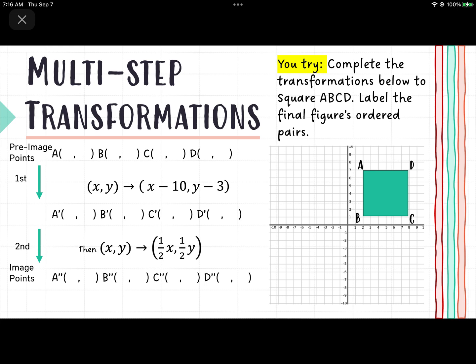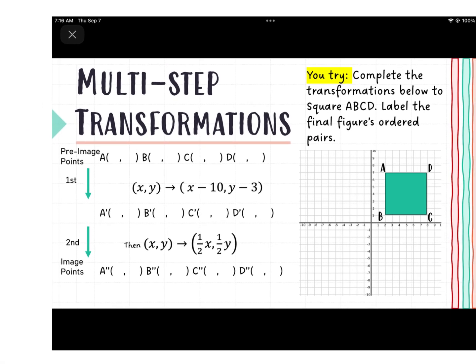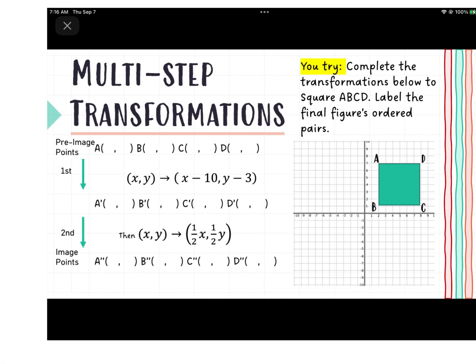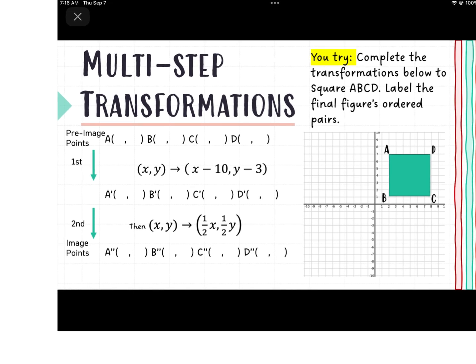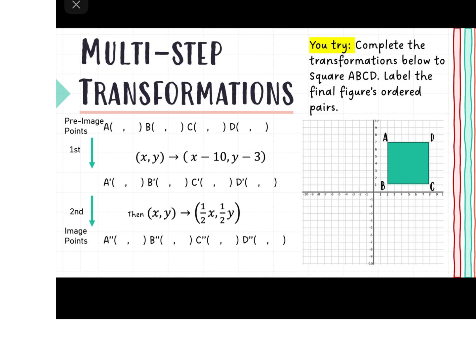Next. Last one. Complete the transformations below to square ABCD. Label the final figures' ordered pairs. Okay. So our pre-image, let's go ahead and write down the ordered pairs. We've got A at (2, 7). We've got B at (2, 1). C is at (8, 1). And D is at (8, 7).